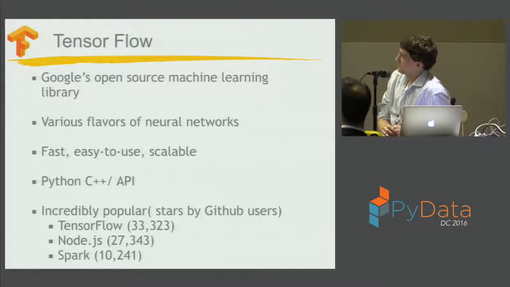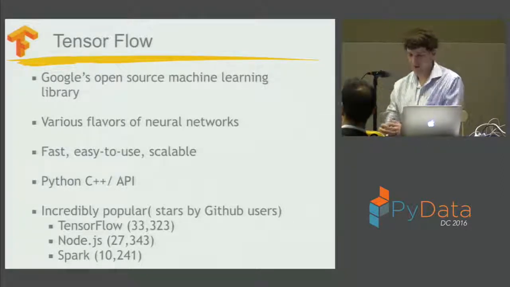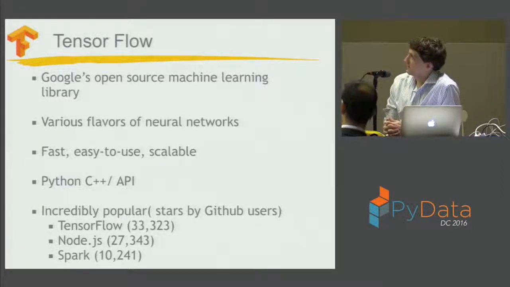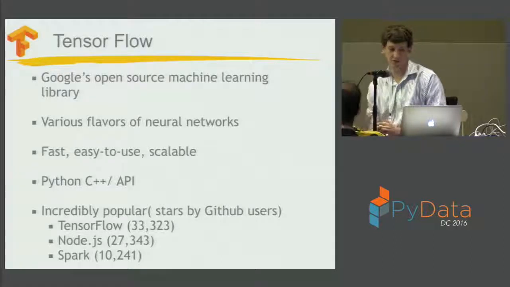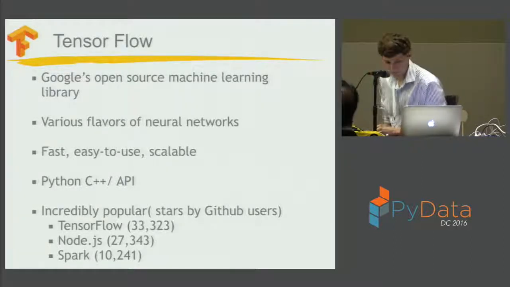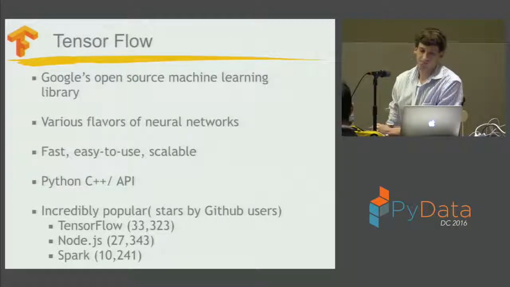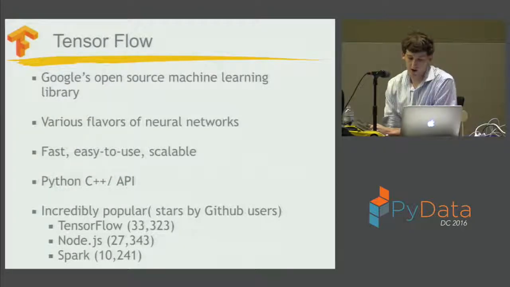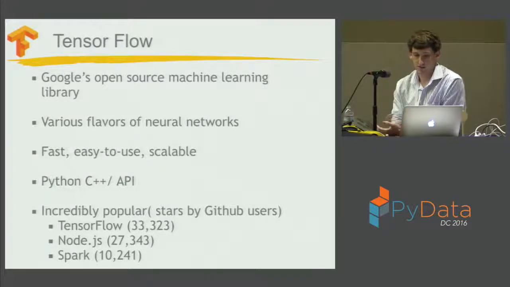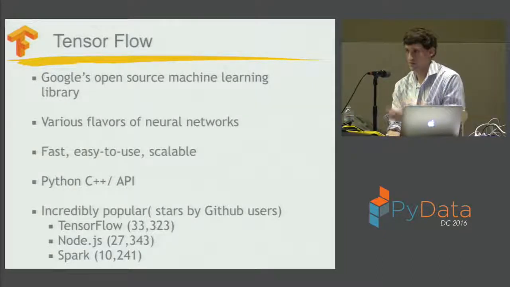All right, TensorFlow. The most challenging machine learning Python library out there, I think. It's Google's open source machine learning library. I think it came out in November of last year. It's used primarily for training various flavors of neural networks. I think you can also train linear models with it, but I don't believe at this time that you can use it for gradient boosting or random forests or other kinds of bread and butter algorithms.